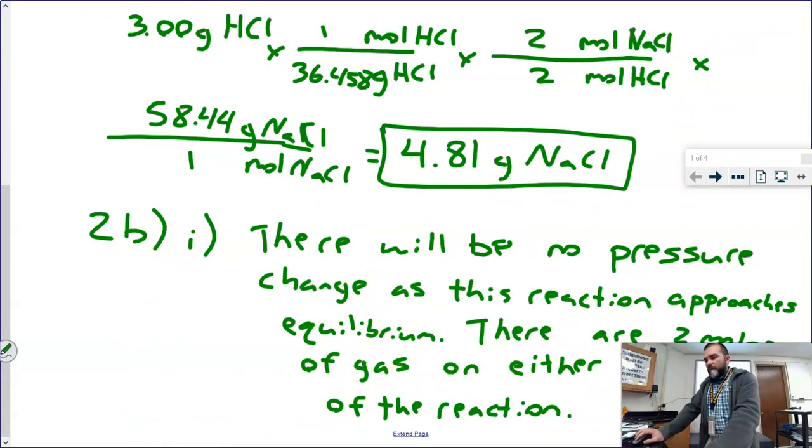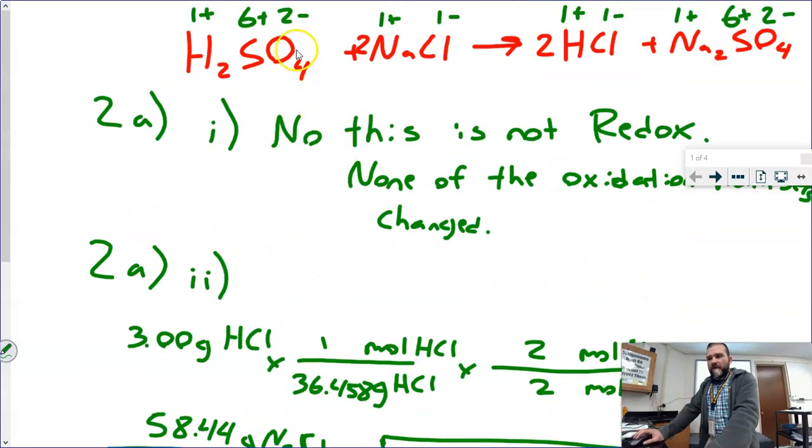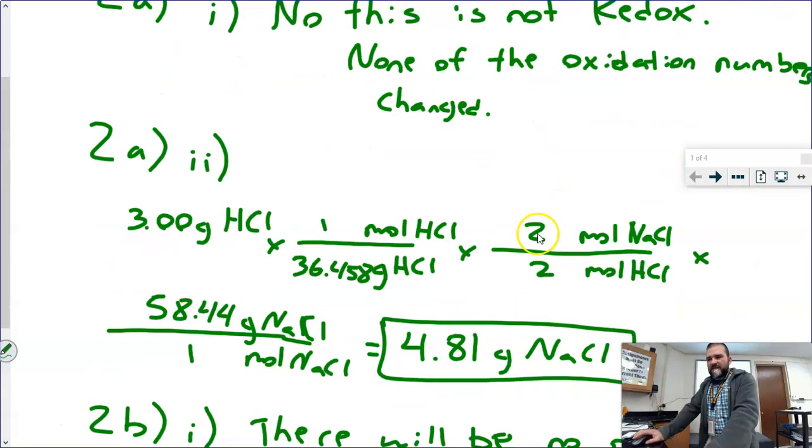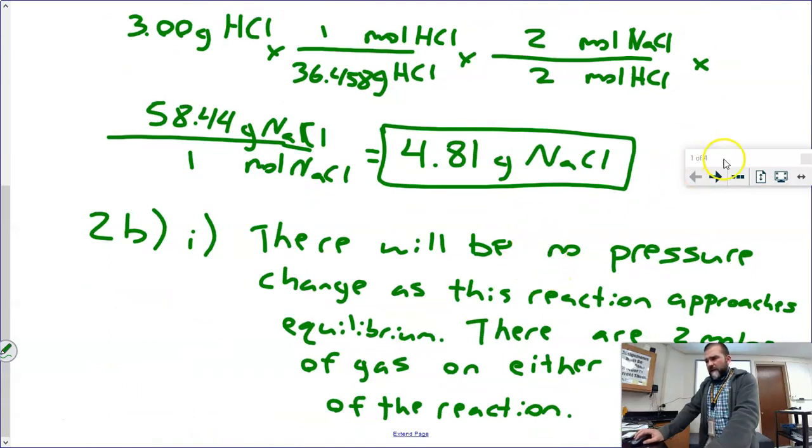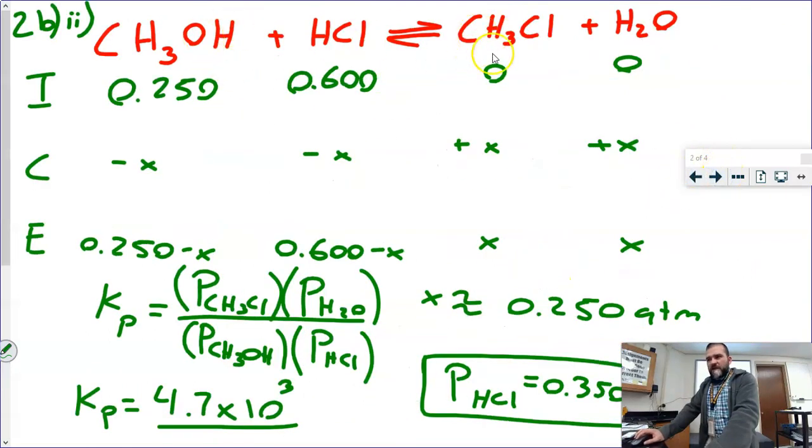was asking if there would be a pressure change as we approach equilibrium. Well, we had 2 moles of gas on this side, 2 moles of gas on that side. I think that was for the other reaction, wasn't it? I think it's for this reaction, I'm sorry. 2 moles of gas over here, 2 moles of gas over here. So it doesn't matter which way you're shifting, you got the same quantity on each side. So the pressure is never going to change, regardless of whether we're going left or right.